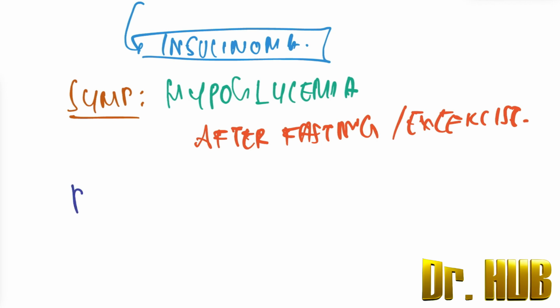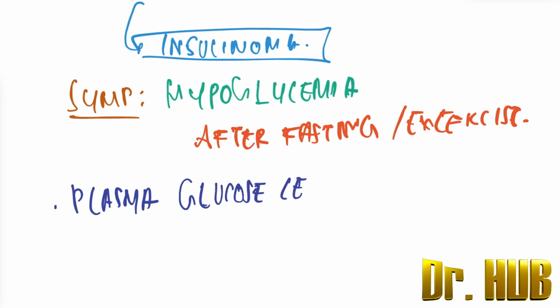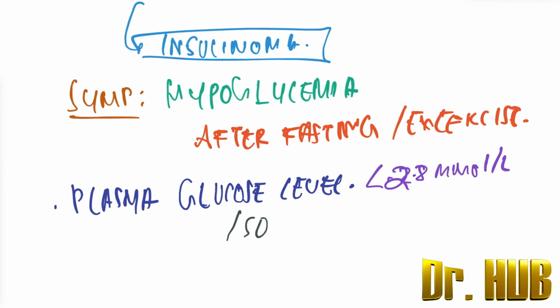Next is the plasma glucose level. We look at the plasma glucose levels. So here in plasma glucose level, it is less than 2.8. It will be less than 2.8 and this is millimole per liter, or it is 50 mg per dl.